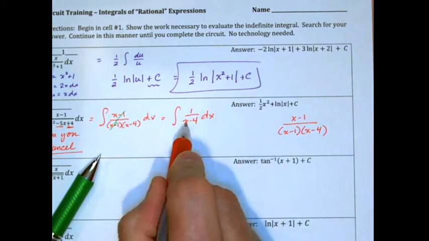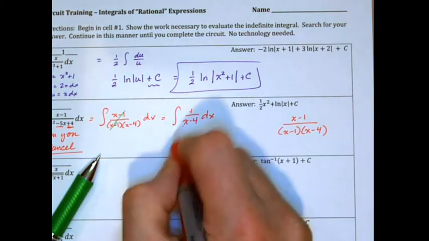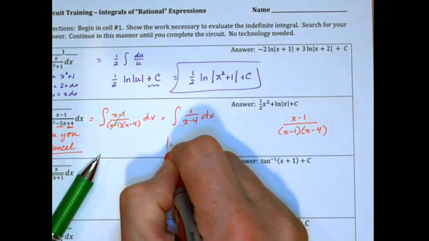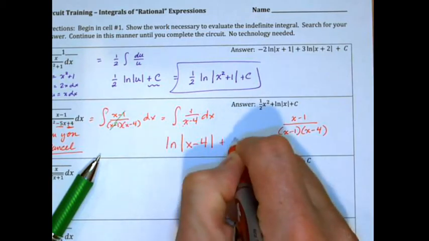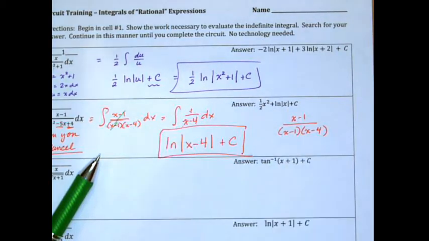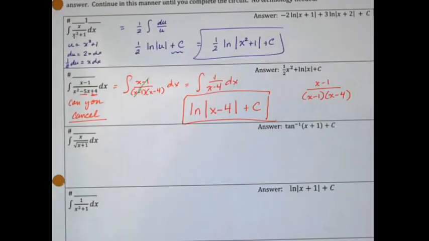Is the numerator a derivative of the denominator? Yep, it is. So this is natural log of the denominator. There's no extra stuff that I need to put in there, plus c. Again, review these, go back through, pause, whatever you need to do. All right, how about the next one?